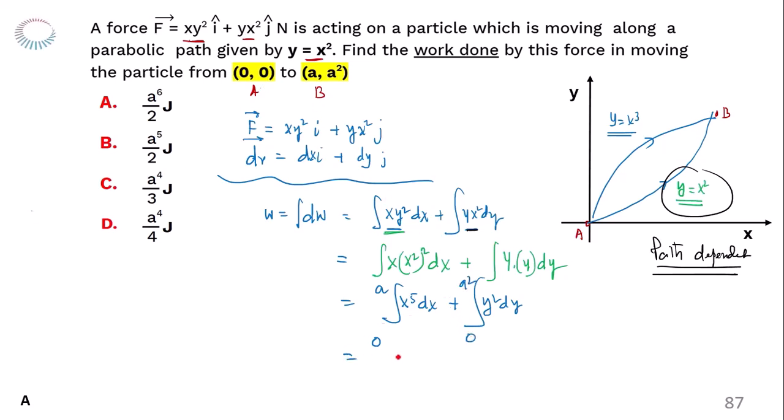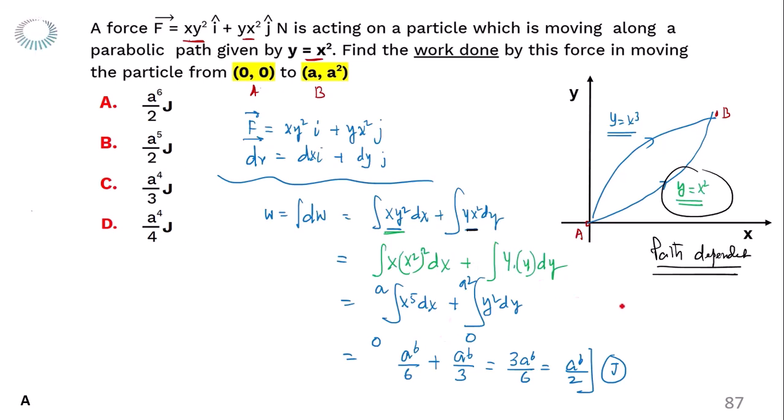So first is a to the power 6 by 6. I directly put the limit: x to the power 6 by 6 gives a to the power 6 by 6, plus y cube by 3. y cube means a square whole cube, means a to the power 6 by 3. So that means 3 a to the power 6 by 6, which means a to the power 6 by 2. That is the answer.